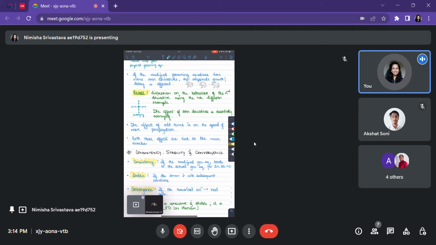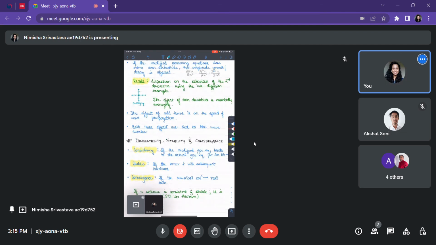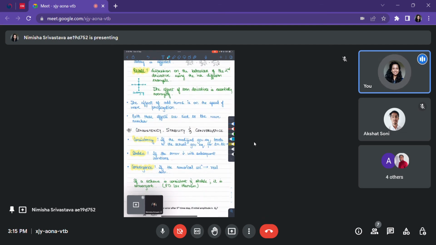So these even derivative terms can have either the effect of exponentially growing the error, or an effect of exponentially decreasing the error, which is what is called dissipation. That is, you dissipate the error, right? Okay, and this is about the even terms.